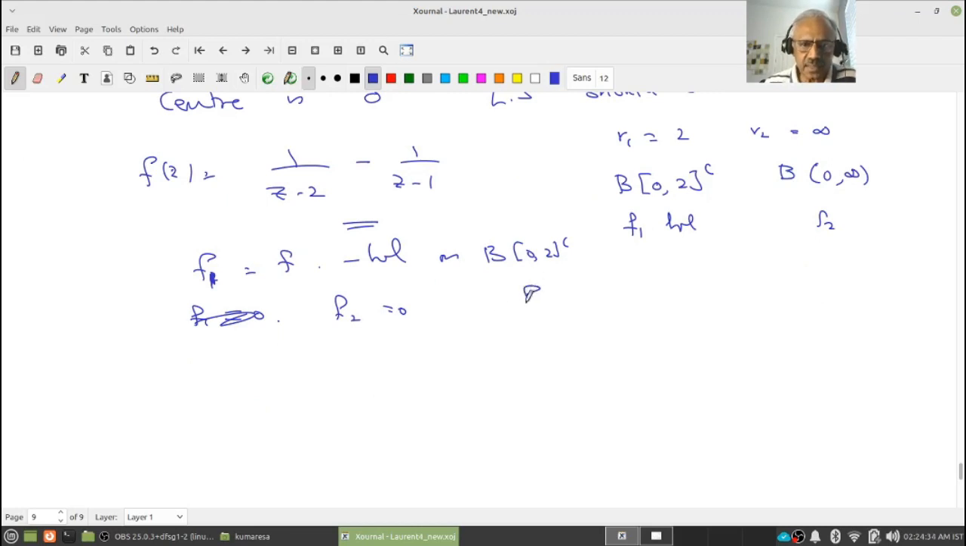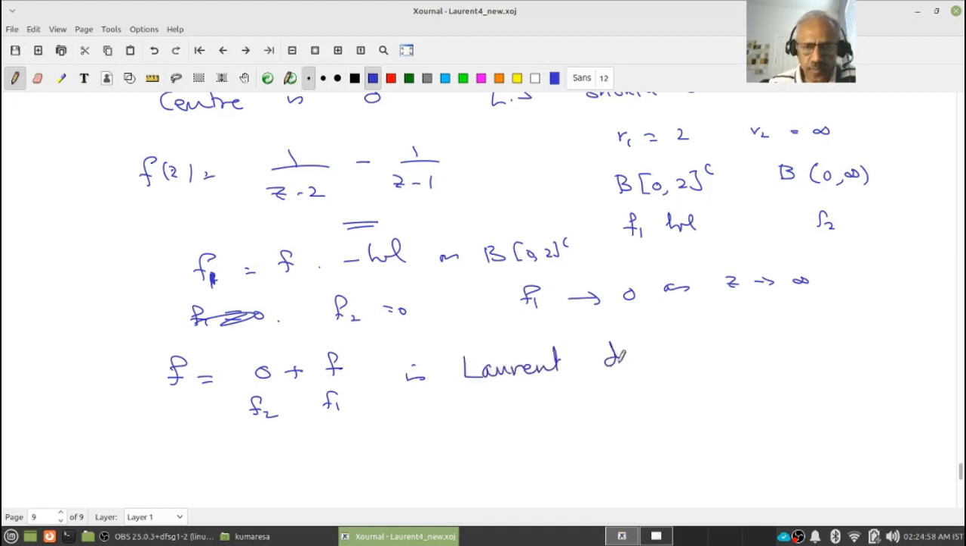And notice that f1 goes to 0 as z goes to infinity. Therefore, f equals 0 plus f. Okay, this is my f2, this is my f1. This is the Laurent decomposition of f in A3.